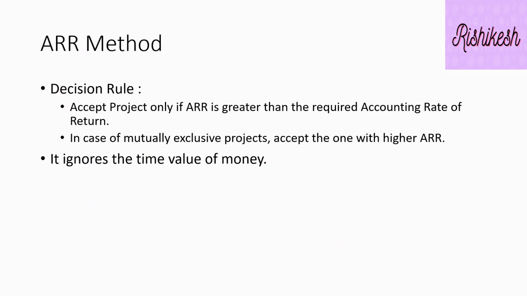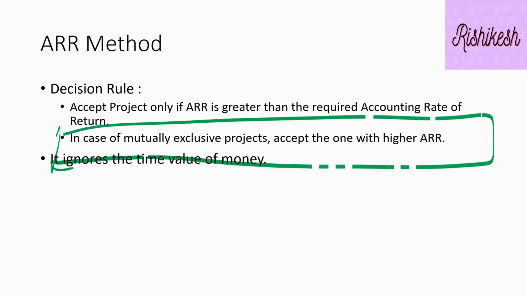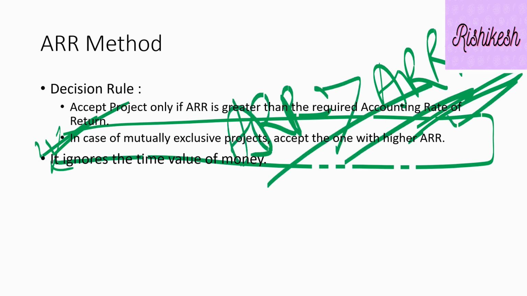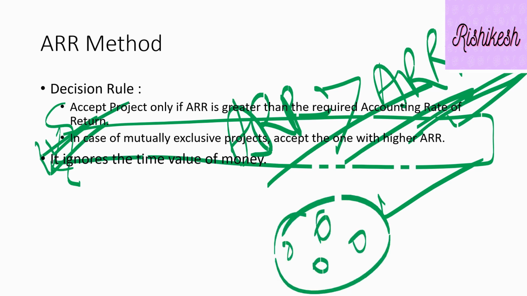Now for the ARR method, what is the decision rule? Accept the project only if ARR is greater than the required accounting rate of return. Whatever accounting rate of return is required is given in the project, that you should have at least this much ARR. If your calculated ARR is greater than that, then accept the project, otherwise reject the project. In case of mutually exclusive projects, accept the one with a higher ARR.